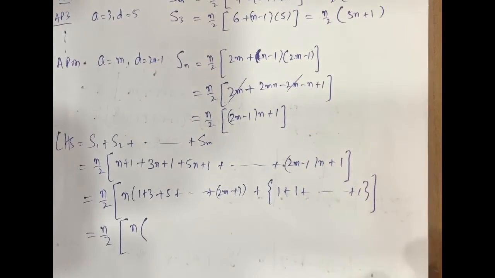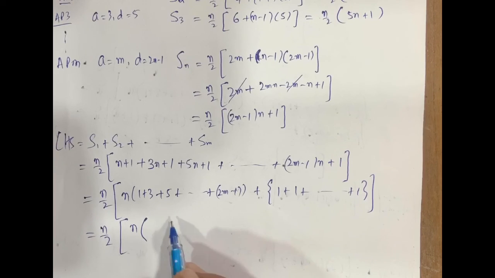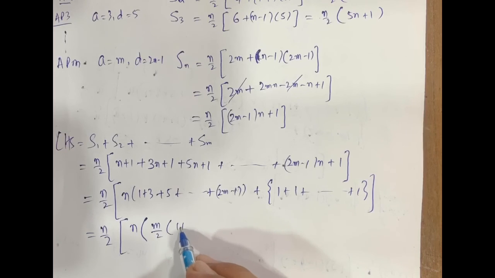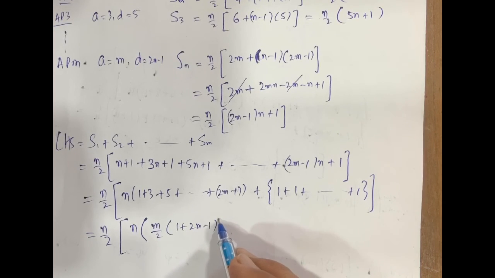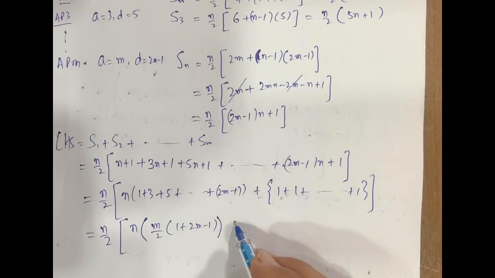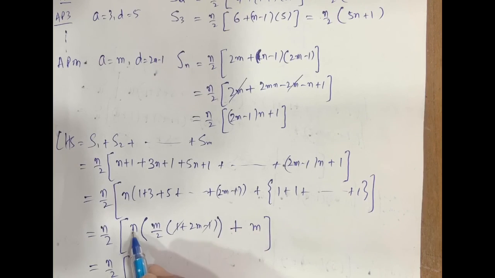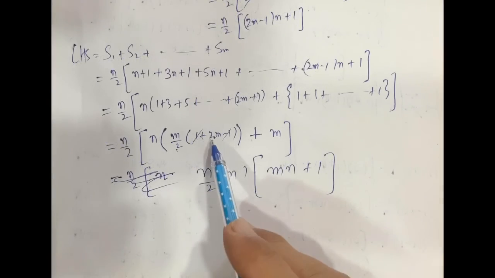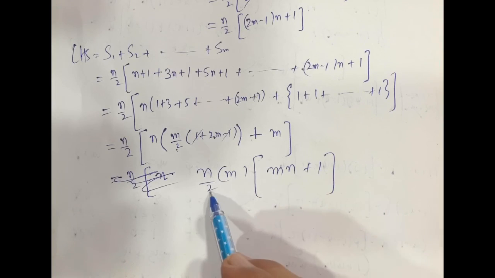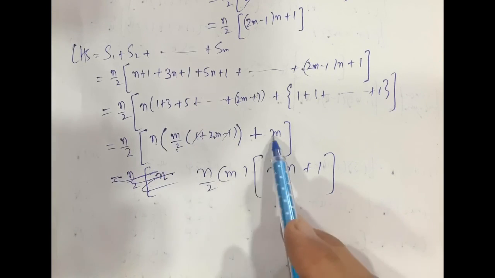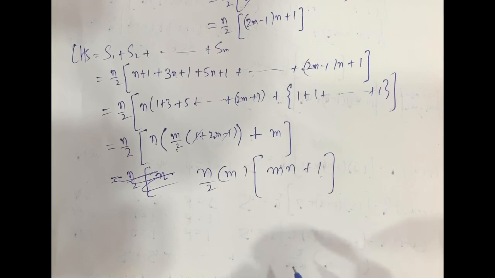We can find out sum of terms. These are also in AP. So this is m terms, m by 2 into first term plus last term, and plus we have m. 1 plus 1 plus 1, m times is m. This is n by 2. 1 will cancel out. This is n into m into 2m upon 2. So 2 will cancel out. We will have n into m by 2. Inside we will have mn plus 1. And this is what we wanted to prove.